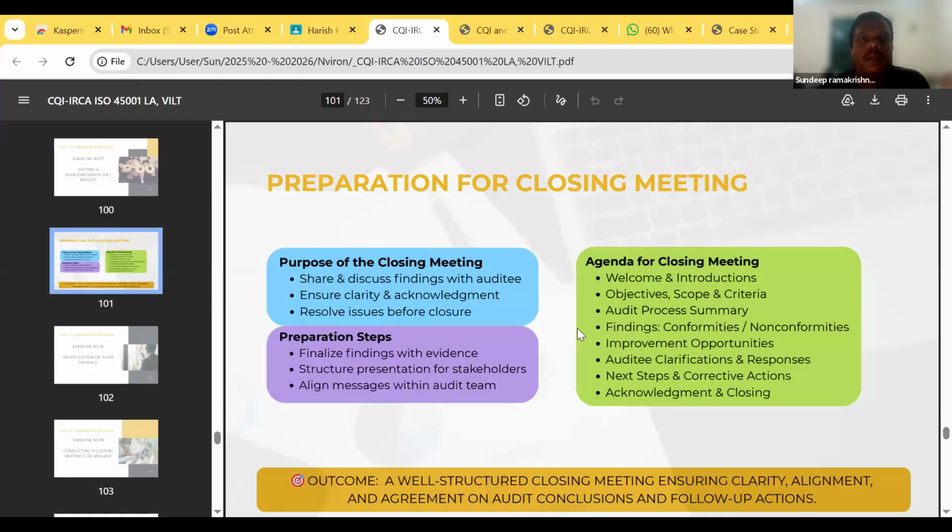Right. So now you have done the audit and you are ready with your findings, right? So you have to come and do a closing meeting. This is similar to the opening meeting. The extra points are your findings and your conclusion, shared by the lead auditor. The purpose is to share and discuss the findings with the auditee, and ensure clarity and acknowledgement. The auditee has to accept it.